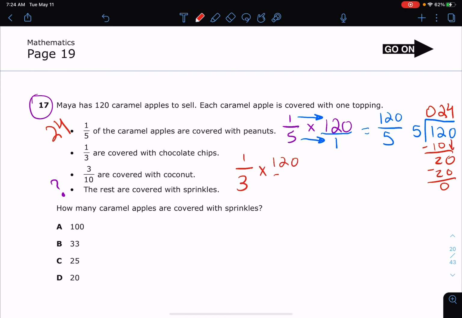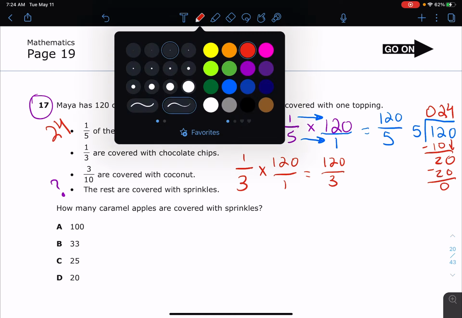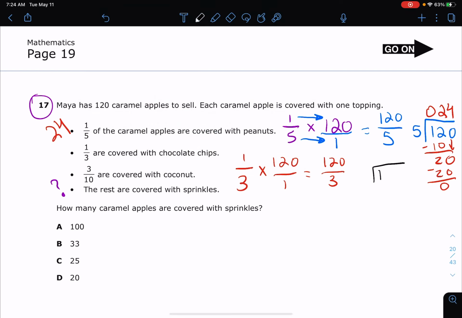1/3 times 120 over 1. Do the same thing, divide. How many times can 3 go into 1? ¿Se puede meter 3 a 1? No. 3 a 12. 3 into 12 is 4 times. 3 into 0 is 0 times. This is 40.